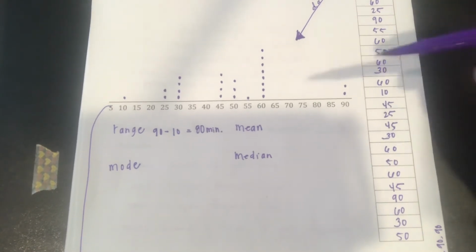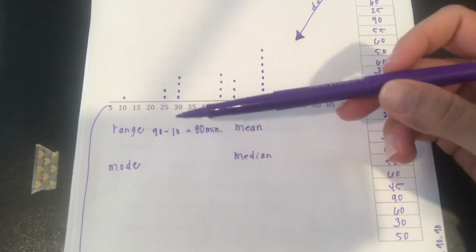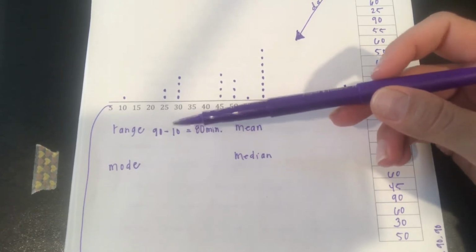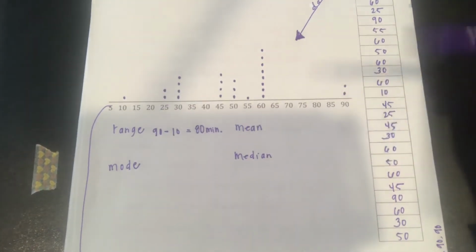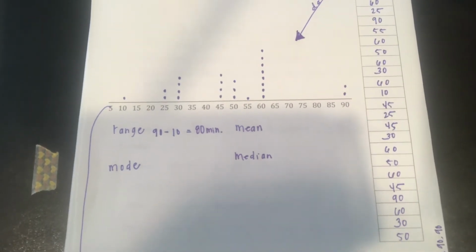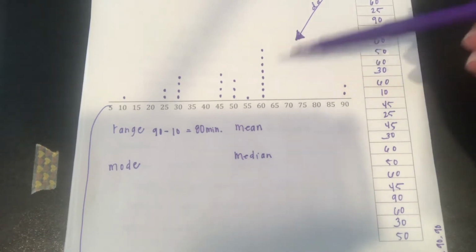Okay, now the mode. We've got range, mean, mode, and median. We'll go ahead and start with mode. Now, we have taken all of our data here from our data table. We've put it into our dot plot.